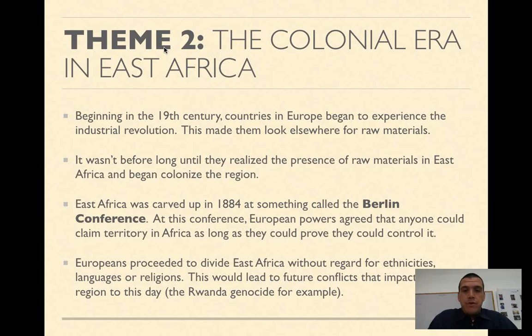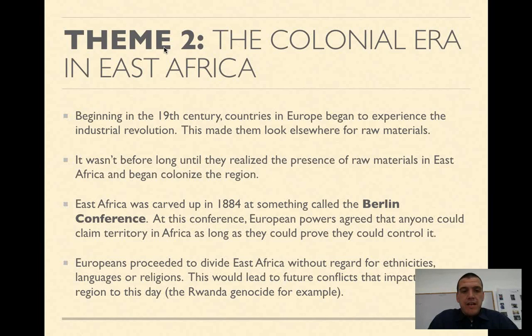Let's do it. So these European powers agreed that any country could go into Africa and claim a territory as long as they could prove that they could control it. Pretty easy to do. So Great Britain could go into East Africa and say, okay, I want this territory. Look, see, I can control it. Okay, good, it's yours. And that's it, as simple as that. Then it wasn't before long that you have the British in there exploiting labor, exploiting the resources, and fueling their Industrial Revolution at home.